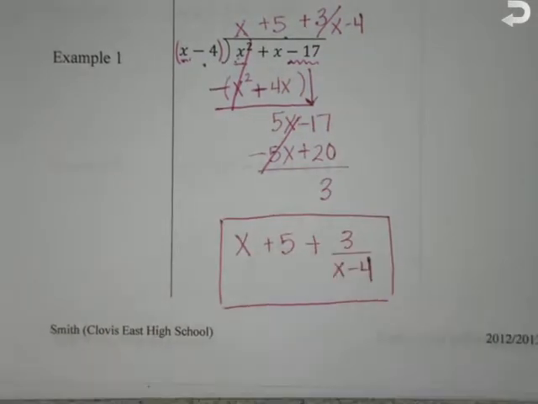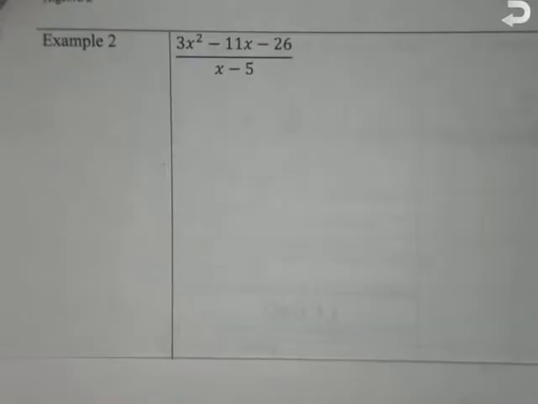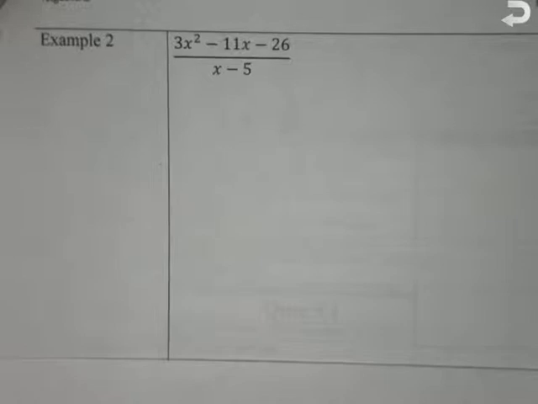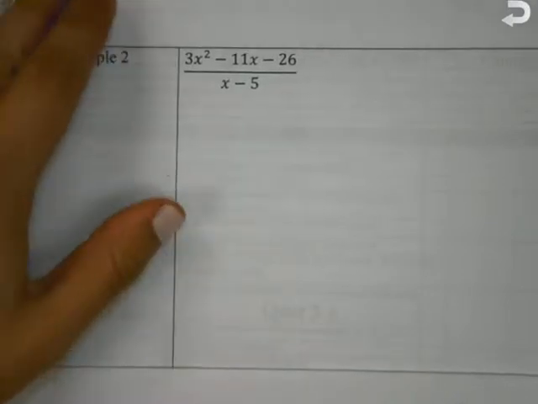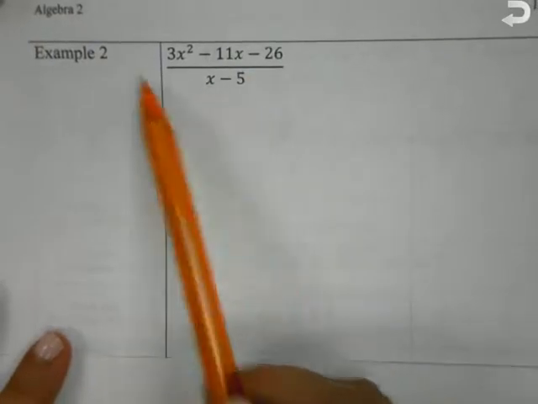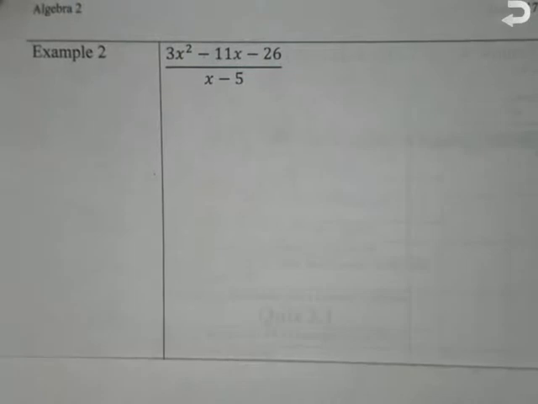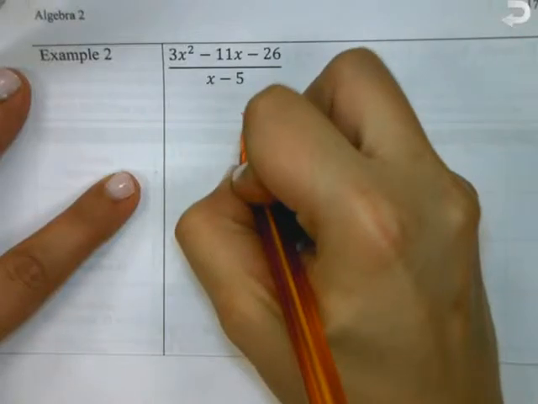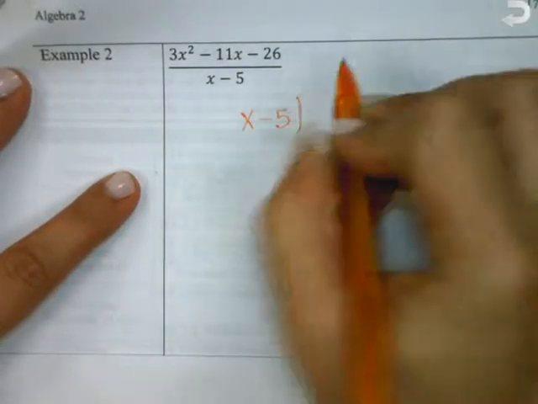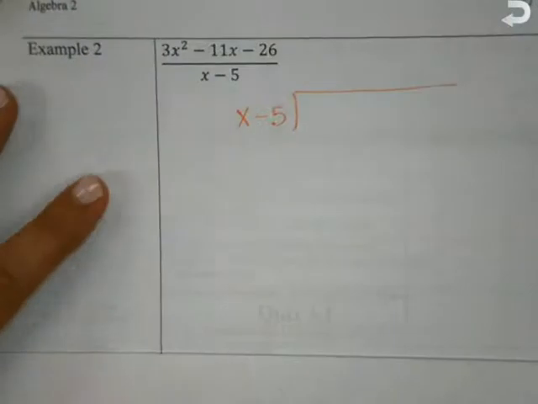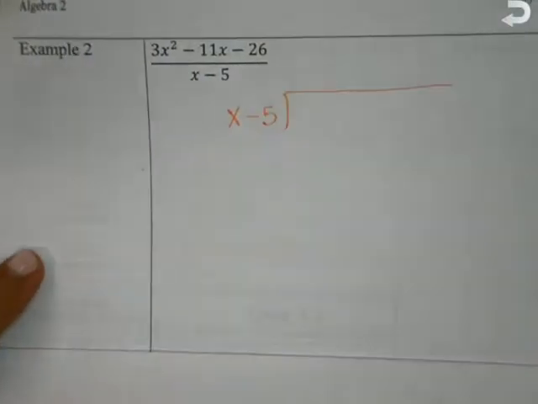This one's written a little bit differently. We have 3x squared minus 11x minus 26 all over x minus 5. This is actually what most of your division problems are going to look like, and then we have to put it in the division form. So which one goes on the outside? Good, the x minus 5. So let's rewrite it. x minus 5, division symbol, and then 3x squared minus 11x minus 26.